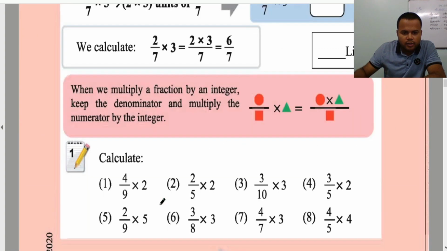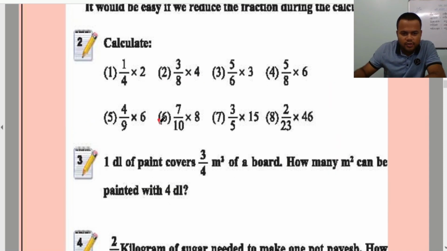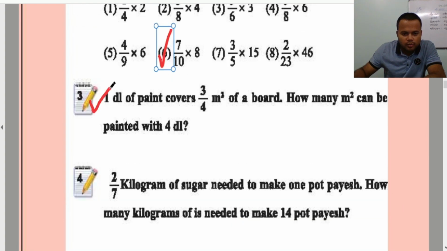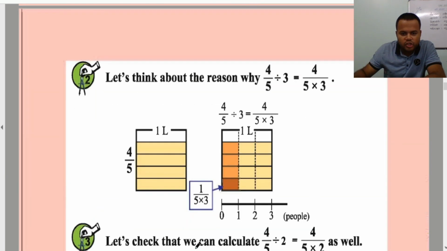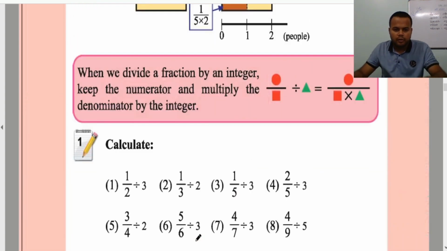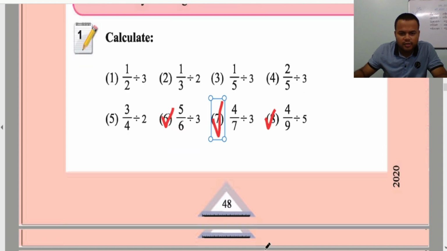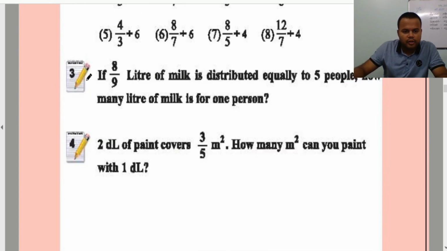Okay, now next exercise. From this we have multiplication, and solve this division by integer. From this, that is page number 48, practice just 7, 6, and 8. Okay, here question number 3 and 4.